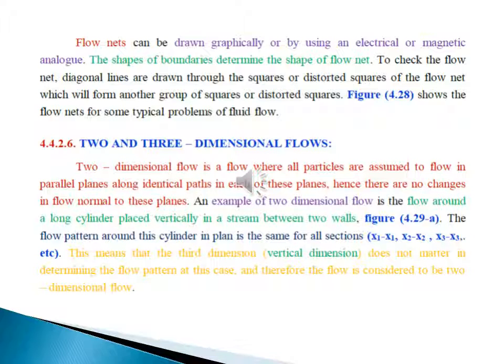Flow nets can be drawn graphically or by using an electrical or magnetic analog. Moreover, two-dimensional flow is a flow where all particles are assumed to flow in parallel planes along identical paths in each of these planes. Hence, there are no changes in flow normal to this plane.